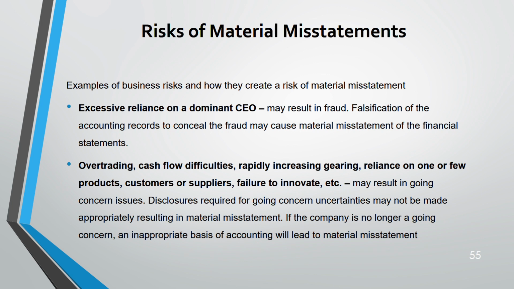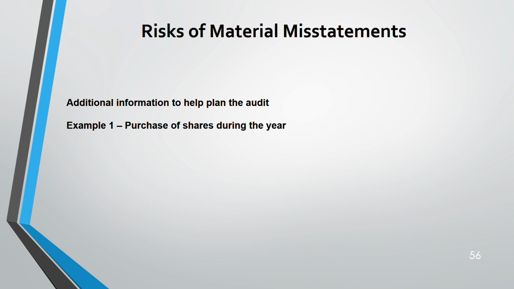Okay. So because this leads to a going concern issue, and if you're not disclosing it appropriately, that there's a going concern issue, then what happens? There's a material misstatement. Okay. Now we'll go through examples. Sometimes you need additional information to plan the audit. Yes, in your exam you might be given some specific information from the scenario, but it's not all. Sometimes you need additional information to understand.